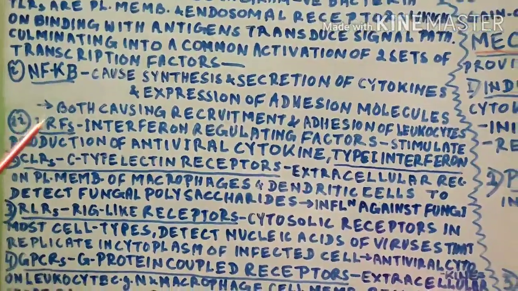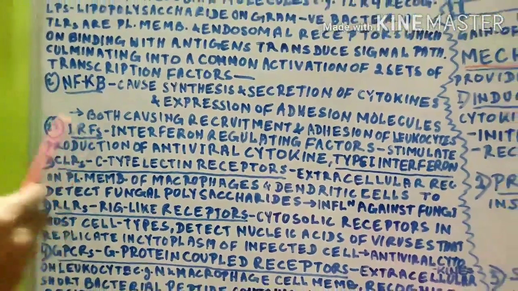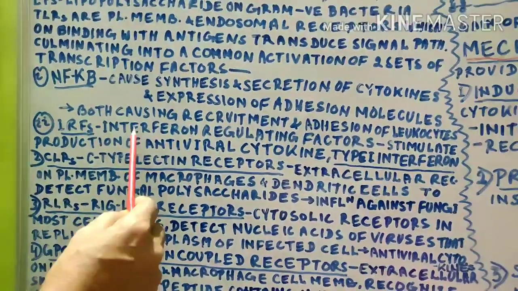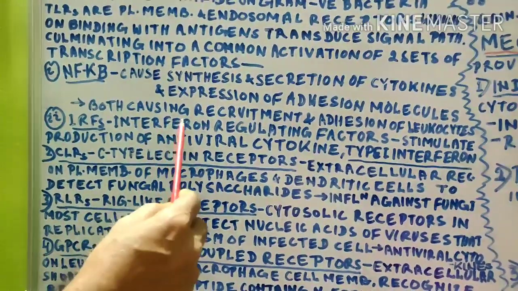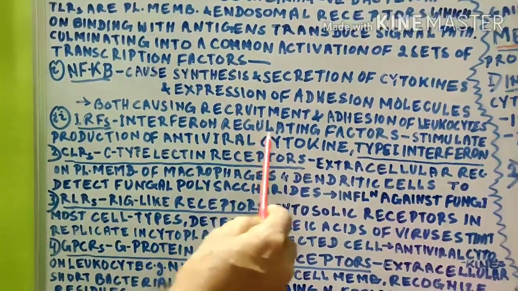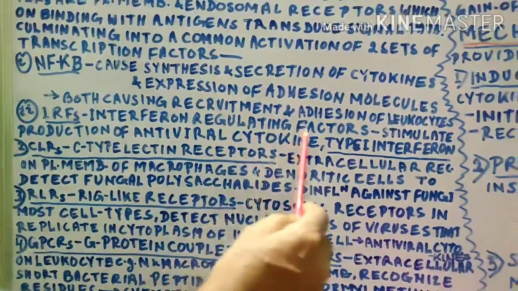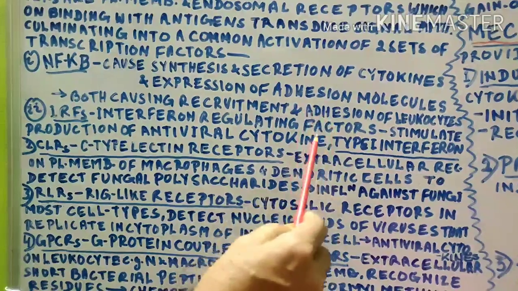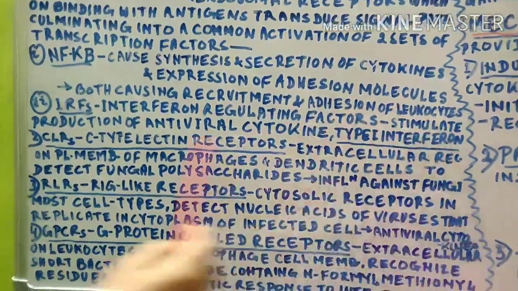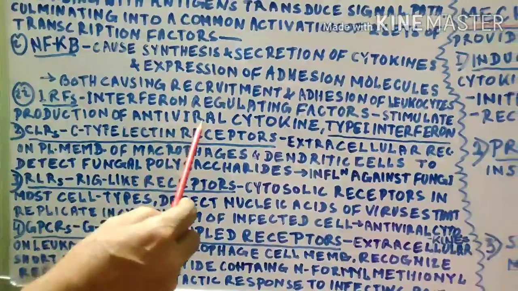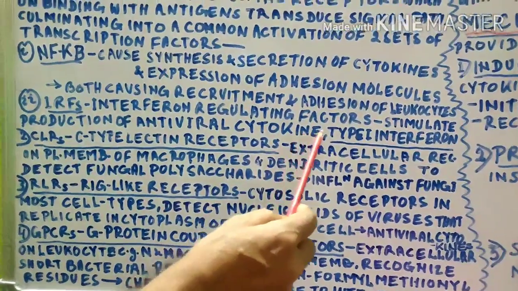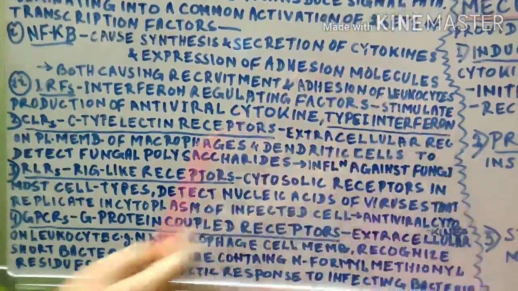Now the next transcription factor is IRFs, meaning interferon regulating factors. It is the name of the transcription factor. It stimulates the production of antiviral cytokines, that is type 1 interferon.